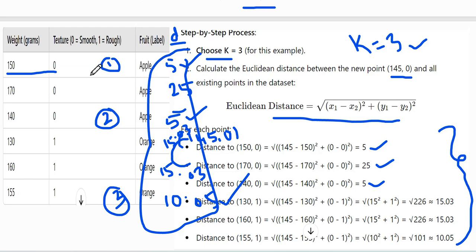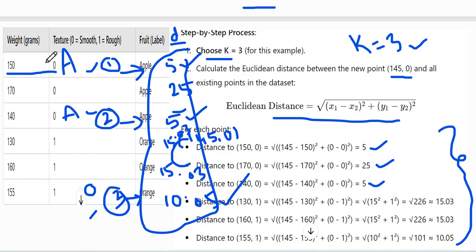So the first one is the first record, this is the third record, and the sixth record. These are the three records having the smallest distances. Now we have to find out the class of these smallest distance points. What is the class of this point? Apple. What is the class of the second smallest point? Apple. What is the class of the third smallest point? Orange.